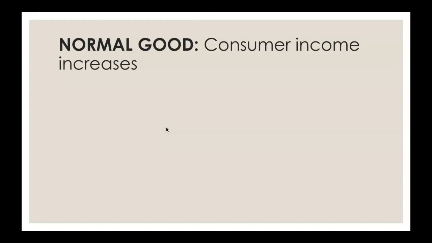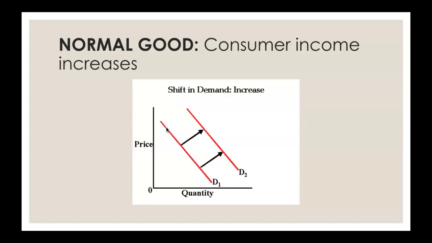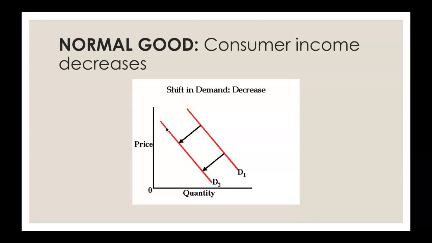So with a normal good, as consumer income increases, meaning as you have more money to spend, let's say you get a raise or taxes are decreased or it's income tax refund season, the demand will increase. The demand curve will shift to the right for those goods. And with normal goods, demand decreases as consumer income decreases. Let's say a factory goes out of business in the area. All of a sudden, the demand for normal goods will decrease because people can't afford to buy them.